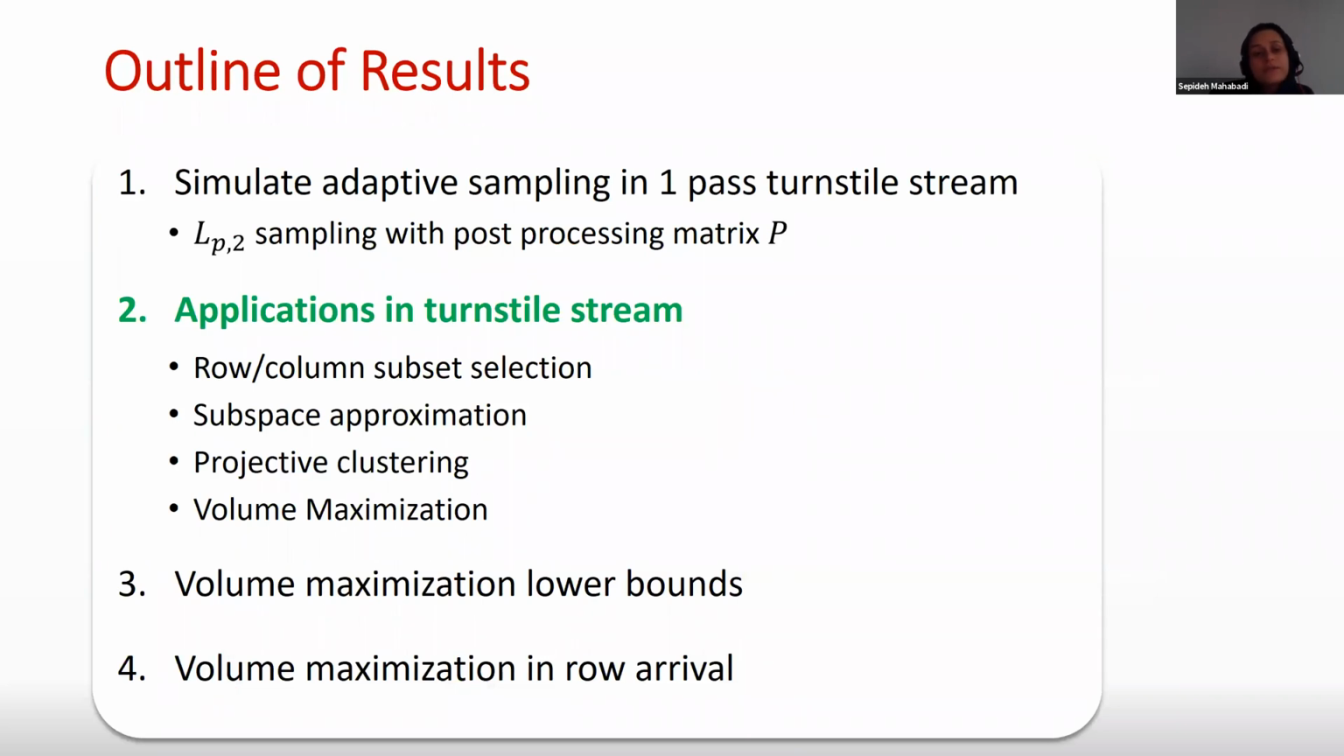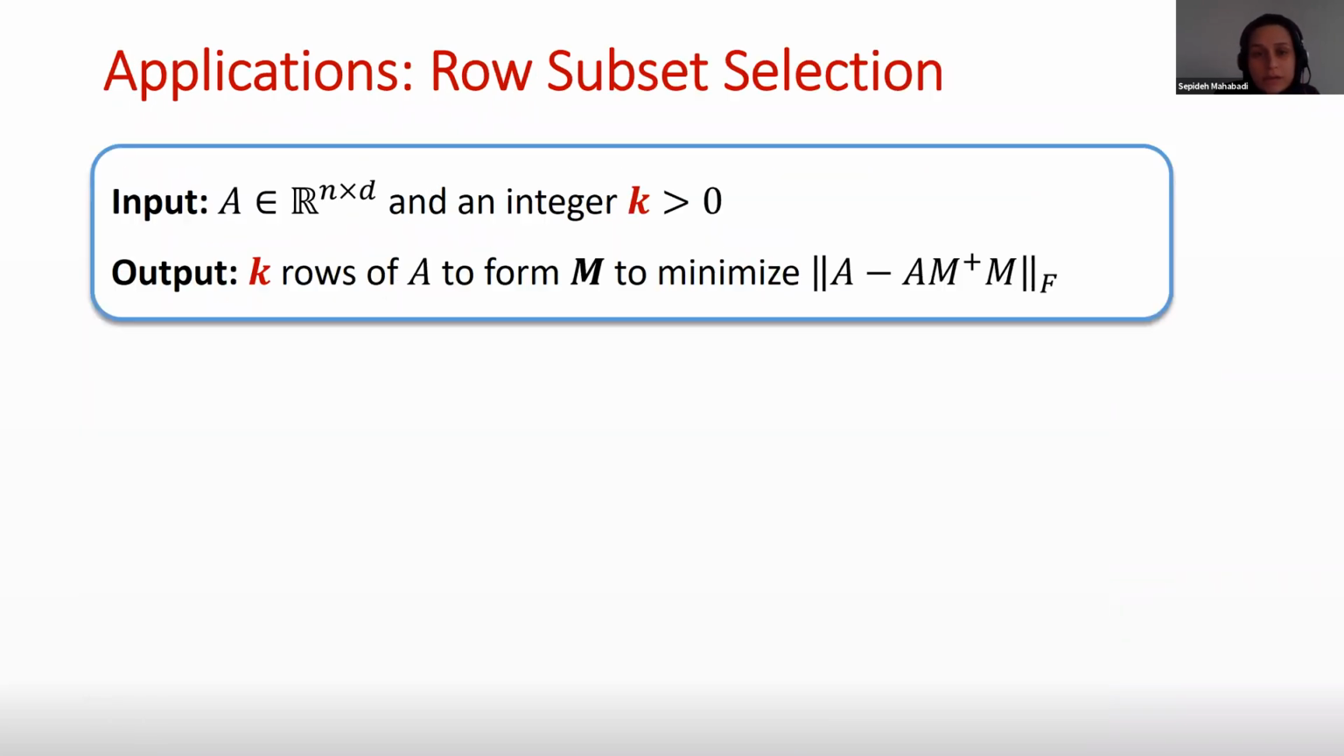Okay, so then we show the applications of our algorithm for other data summarization tasks in Turnstile streams. So basically, let me go over them one by one. Suppose that, in the row subset selection problem, as I said before, we have a matrix n by d and a parameter k. The goal is to report k rows of the matrix that minimizes the error. So basically, the squared distance of all the other rows to the subspace spanned by the rows that we have picked.